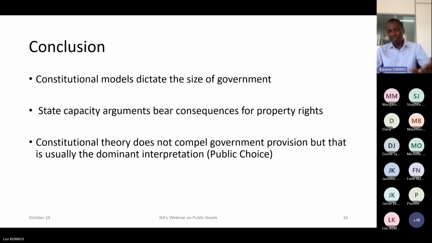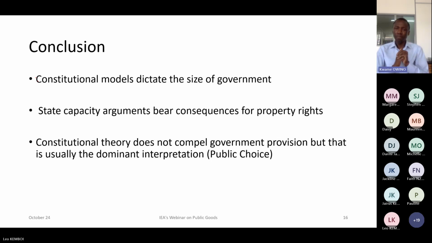So by that kind of interpretation, it determines the size of government. It has raised the size of government by 53 billion shillings in 1 year. And of course, as that collection continues, it's going to endure. So that's our first one. So regardless of that, the constitutional models dictate the size of government.